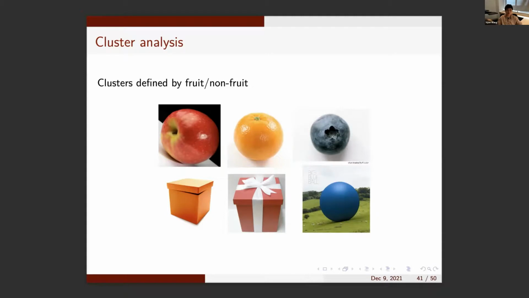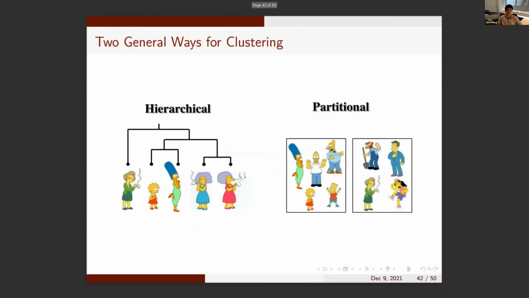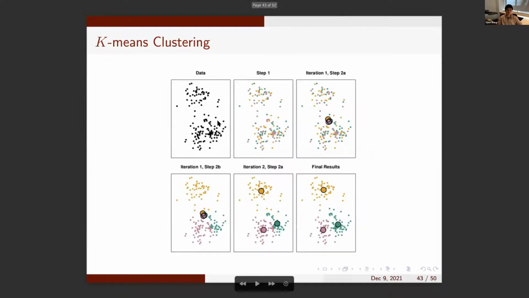So it's crucial in practice for us to define what similarity means before doing the cluster analysis. And in general, there are 2 ways to do clustering. One is a hierarchical way, also called bottom up. Another one is a partitional approach, also called top down. And for the partitional approach, the most famous method is called k-means. It's an iterative method.